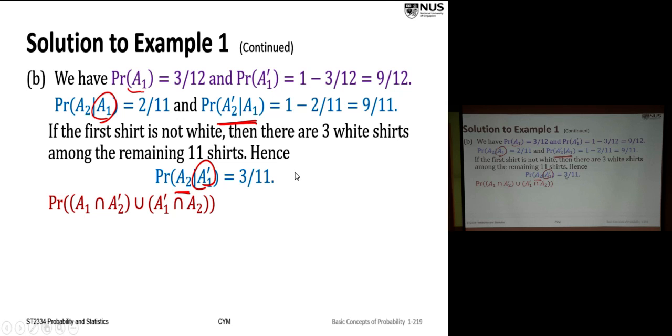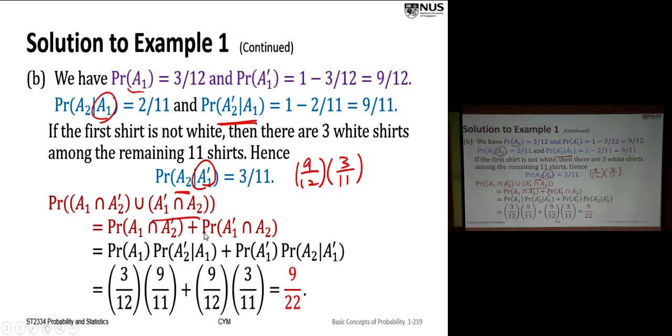So how do we get this one? It is a non-white shirt first, so 9 over 12, then a white shirt, 3 over 11. So it's similar to the first one. Although the numbers are the same, the interpretation is different. This means that the first one is a non-white shirt, A1 prime. The second, 3 over 11, is the probability of A2 given A1 prime. So multiplied together, it gives me A2 intersect A1 prime. So this is how we got it. All right, so the answer is 9 over 22.